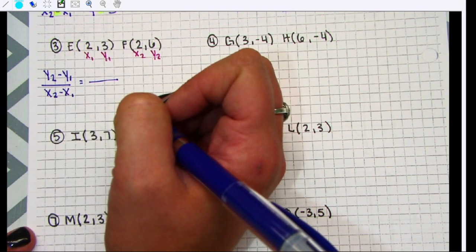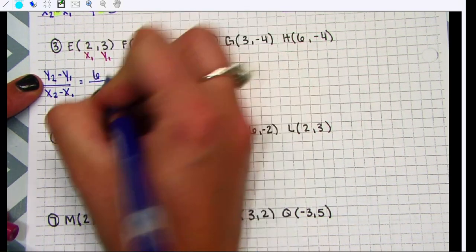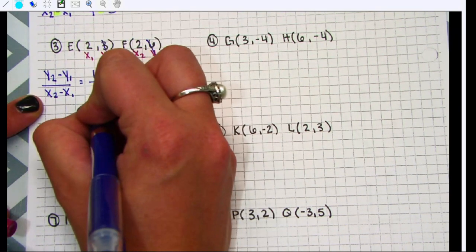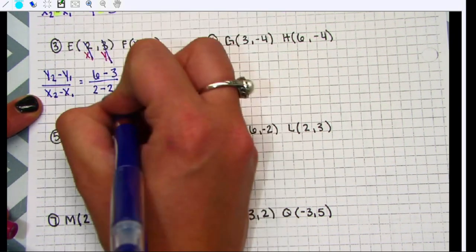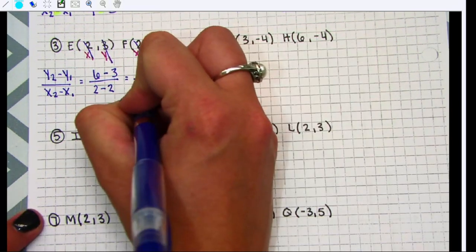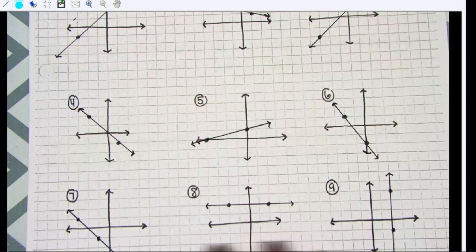So good job. So my y2 is 6 minus 3. Then on the bottom, I'm going to get 2 minus 2. So what does my fraction look like for my final answer? 3 over 0. Now, if you're looking on page 14, we're going to be practicing counting slope.